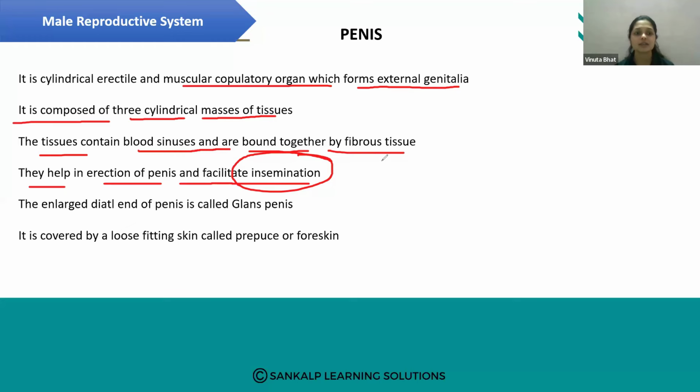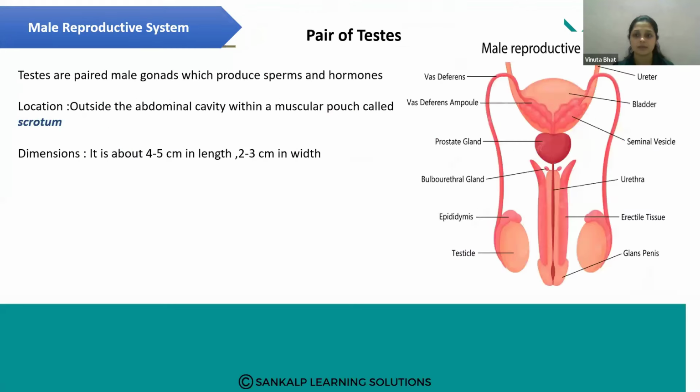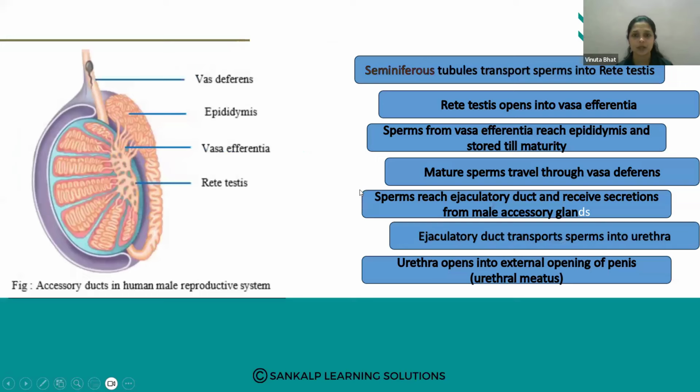The enlarged distal end of the penis is called the glans penis, and it is covered with loose fitting skin called the foreskin. So you can see the structure of the penis here. Yes. So this enlarged part is called the glans penis, and it is covered by a foreskin. Okay. Yes, that is the male reproductive system.